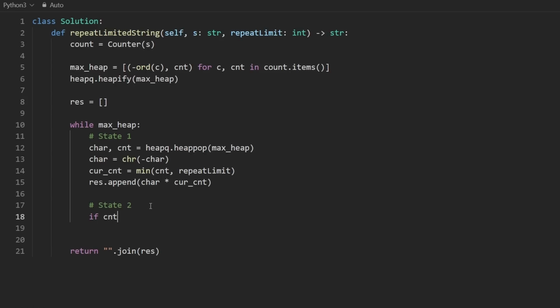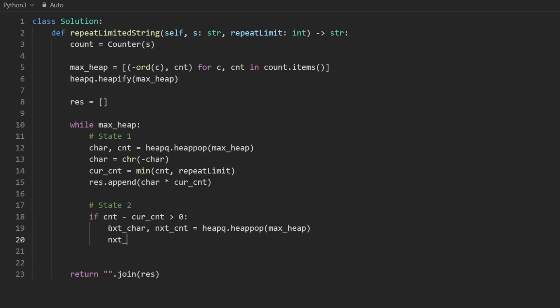Okay, the original count was this. Current count is what we actually added to the result. So if this is greater than 0, then we want to now pop from the heap again. Step 2, the second most frequent character. And so I'm going to call that here next character and next count. And next character, we also need to do the conversion there. So I'm going to go ahead and do that.